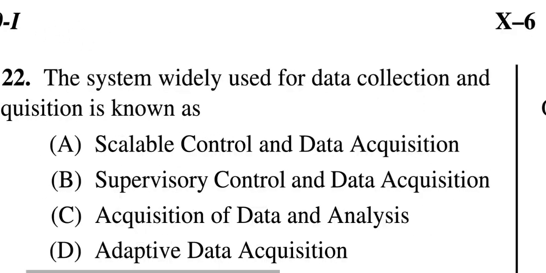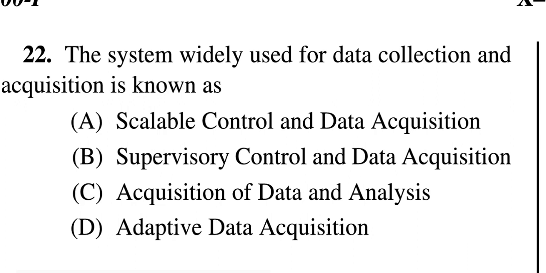Number 22, it says the system widely used for data collection and acquisition is known as what? Option A, scalable control and data acquisition. Option B, supervisory control and data acquisition. Option C, acquisition of data and analysis. Option D, adaptive data acquisition.